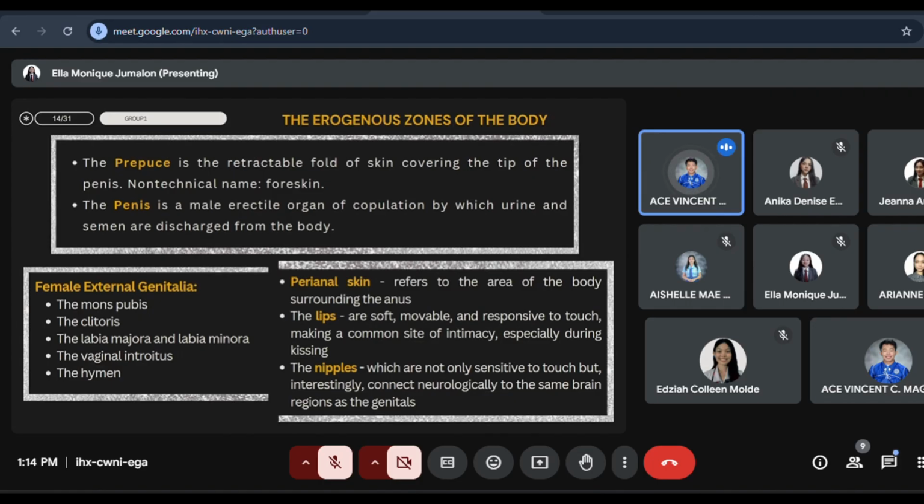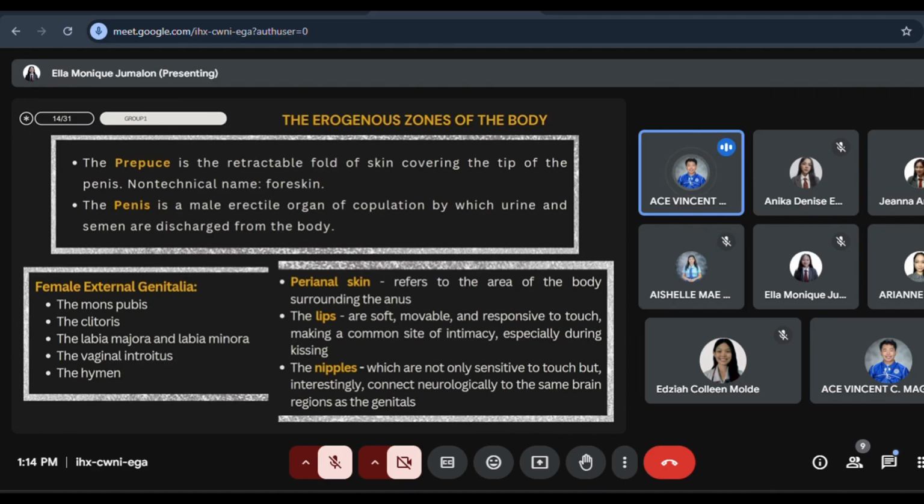And next is the female external genitalia. The mons pubis is a fatty area over the pubic bone. The clitoris is a highly sensitive organ located at the front of the vaginal opening. The labia majora and labia minora are the outer and inner lips of the vulva. The vaginal introitus is the entryway to the vaginal canal. And lastly, the hymen, a thin membrane that partially covers the vaginal opening.